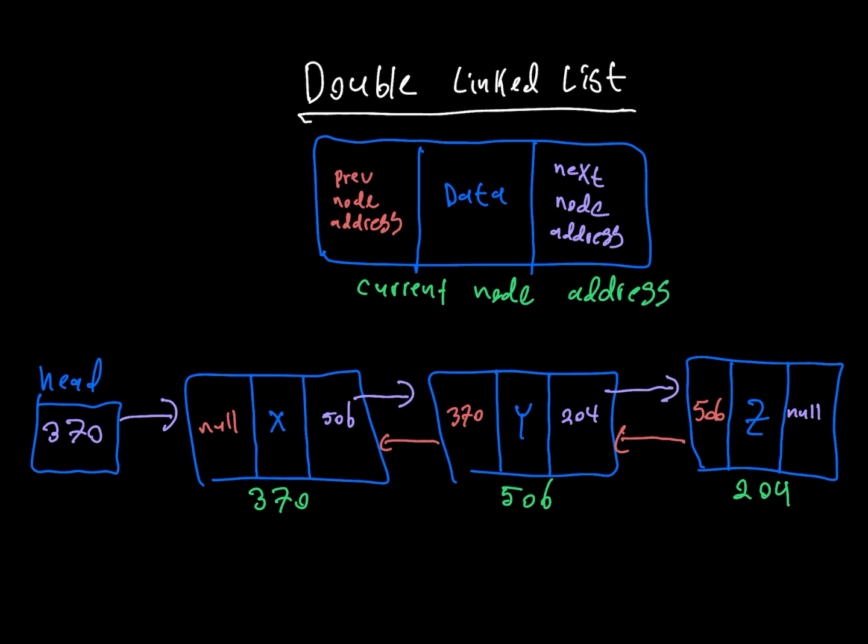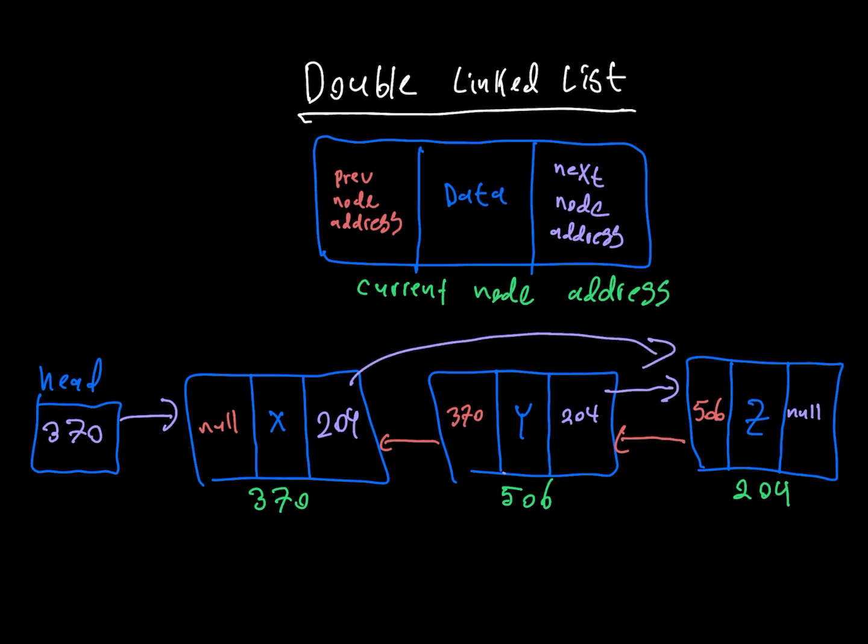For example, let's say we were at the Y node and we wanted to delete it. So what we could do is go to the previous node over here, right? And instead of having it point to 560, we would set it to what the next node address is for Y. So over here is 204. So the address is 204. So instead of it pointing here, we're actually pointing over there.